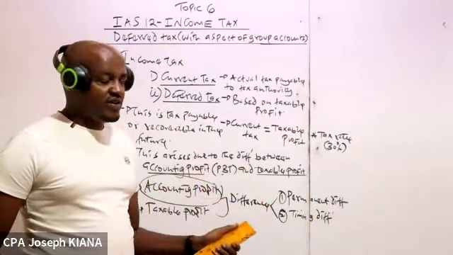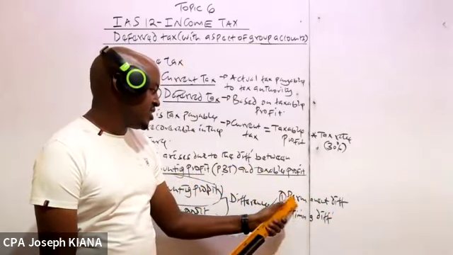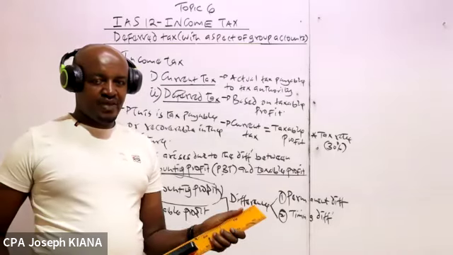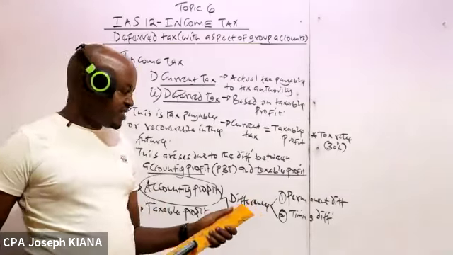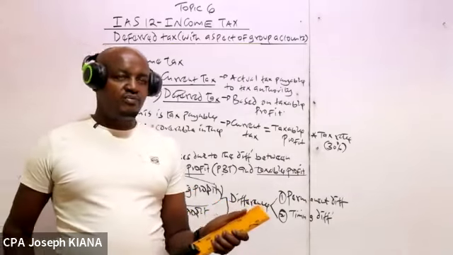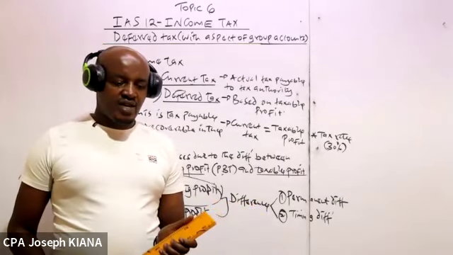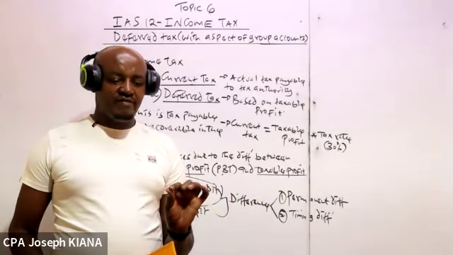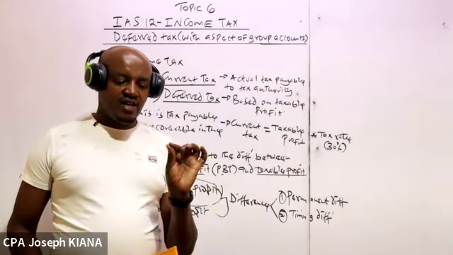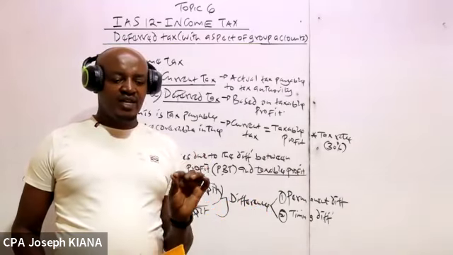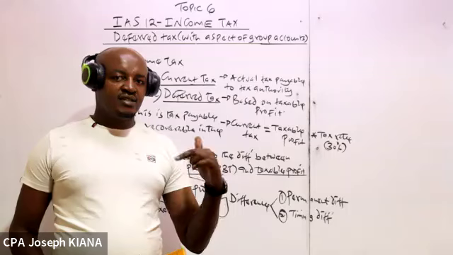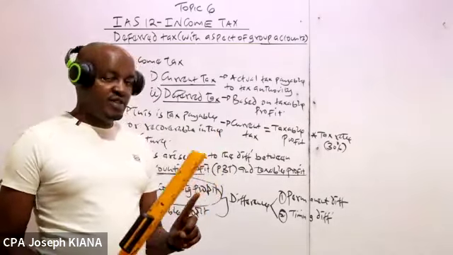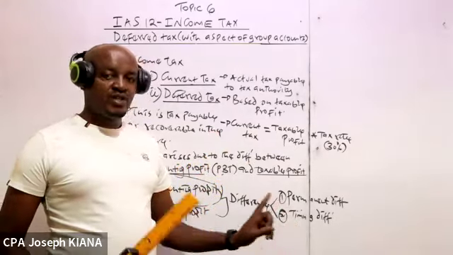Actually, even before I explain this one, there is something I think I've forgotten about permanent difference. Permanent difference makes the accounting profit and taxable profit to be different in a certain financial year, and that difference does not reverse in the future. You'll understand what I mean by reversing once I explain timing difference.